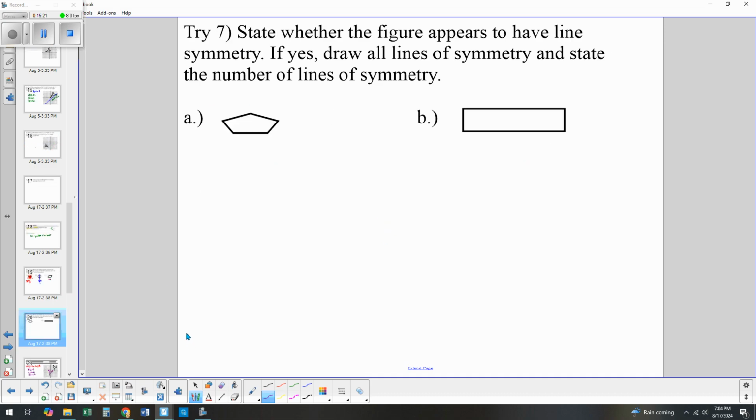So here are the last 2 tries. If you'd like to do them, their answers are posted online, but that is the end of 4.1 and 4.2.